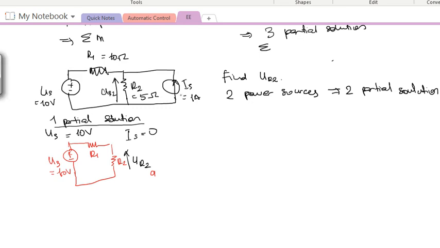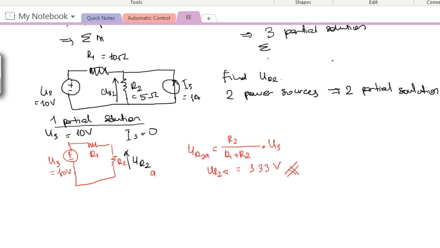For example, we can see that UR2 can be calculated using voltage divider properties, right? So UR2A is basically equal to R2 over the sum of resistance which is in series with it, R1 plus R2, multiplied by US. So what is it equal to? If you do the calculation using the parameters that are given, UR2A basically equals 3.33 volts. So that is UR2A. This is the solution, the first partial solution.